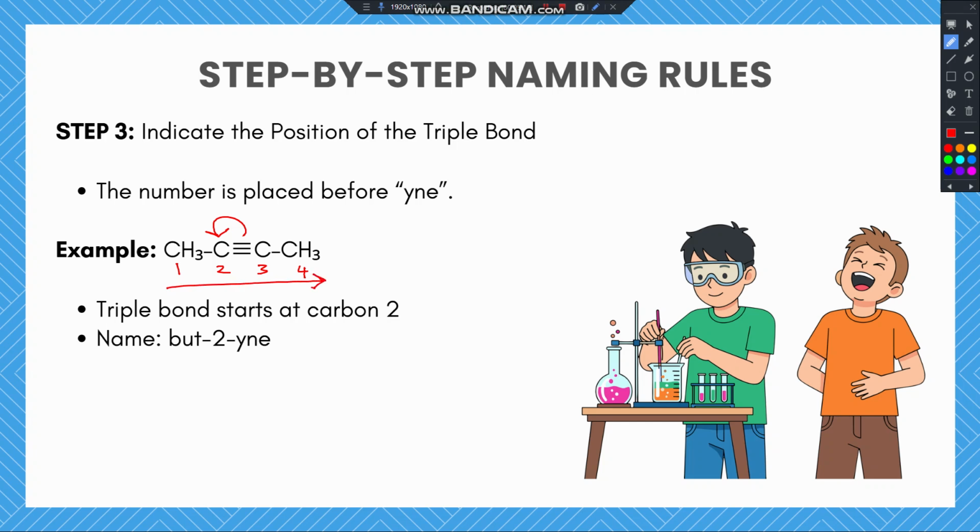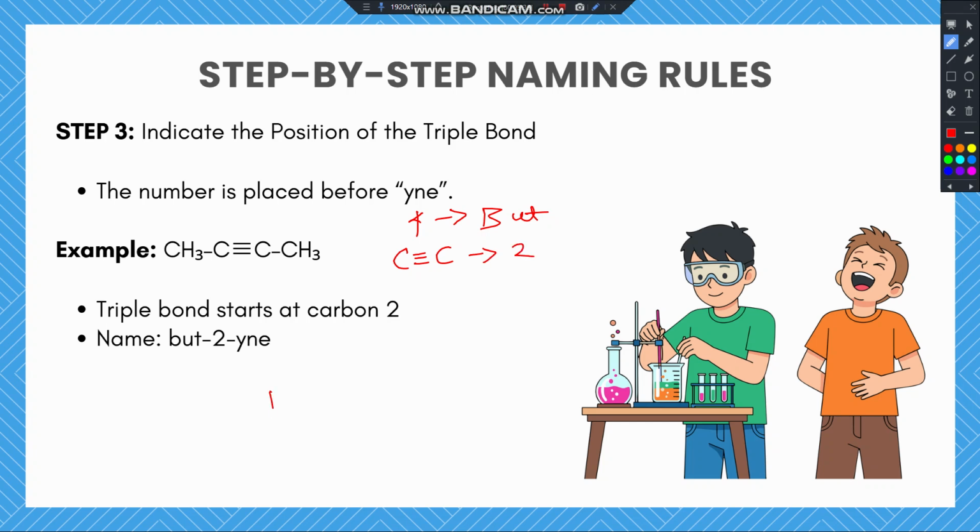If we count from the right to the left, however, we're going to end up having 1, 2, 3, and 4. The triple bond will still be located on carbon number 2. So let's put our parameters in place. 4 carbon atoms gives us the parent name BUT, and then the triple bond is located on carbon number 2.